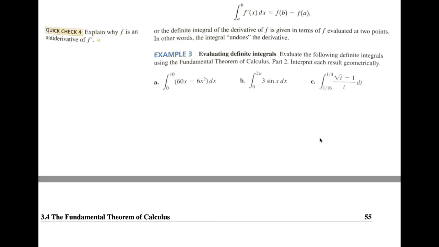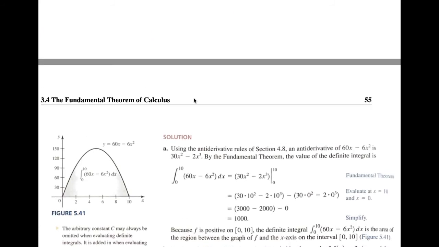Let's do something with this theorem and evaluate some integrals. Sadly, we will right now only be able to do the first example. You will see why in a minute. So we want to evaluate this integral. If we look at the graph, we want to compute the area under the parabola between 0 and 10. It's easy, we just need to find an antiderivative. Remember, any antiderivative will do. So then we plug in 10 and 0, and the result is 1000.